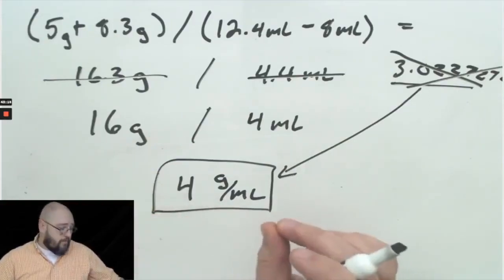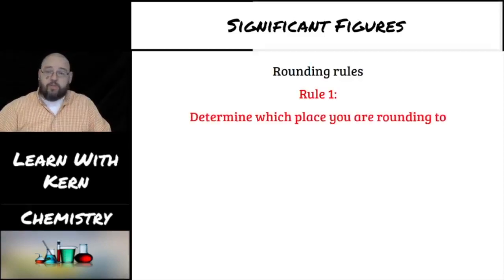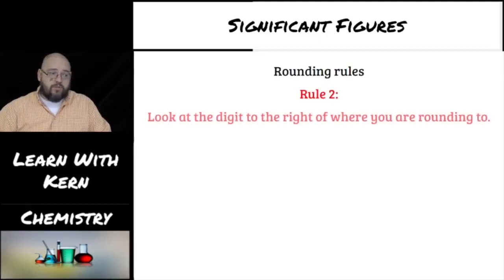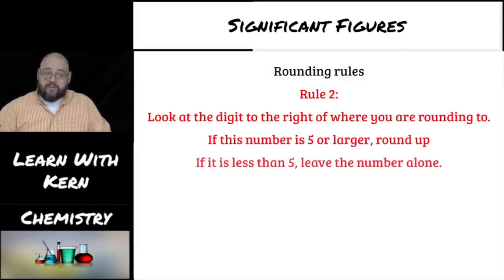So let's talk about these rounding rules, because I've found over the years that a lot of people don't really know how to round numbers properly. So rule number 1, you determine which place you're going to round to. All right? Rule number 2, you look at the digit to the right of where you're rounding. If the number is 5 or larger, then you round up. If it is less than 5, you leave it alone.